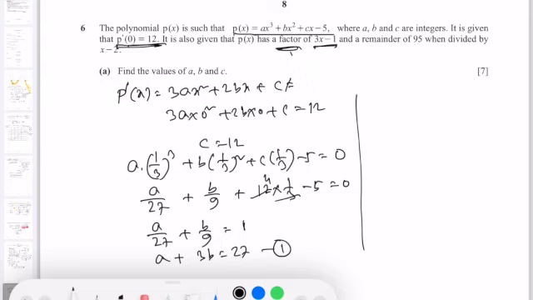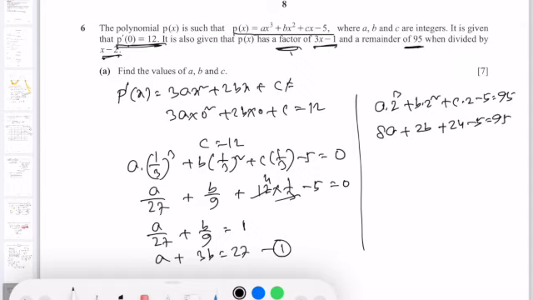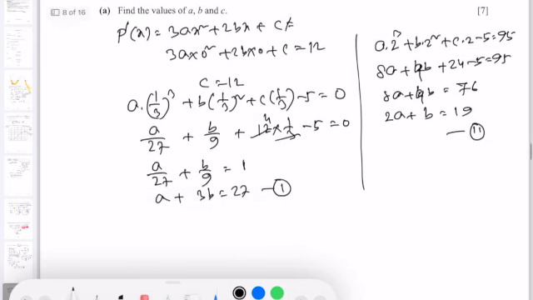Now in a similar way, if we divide by x minus 2, the remainder is 95. So let me write a times 2 cube plus b times 2 square plus c times 2 minus 5 equals 95. Now 8a plus 4b, since c is 12, that is 24, minus 5 equals 95. So 8a plus 4b equals 76, and divided by 4, 2a plus b equals 19. So this is the second equation. Now equation 1 and equation 2 we can simplify.